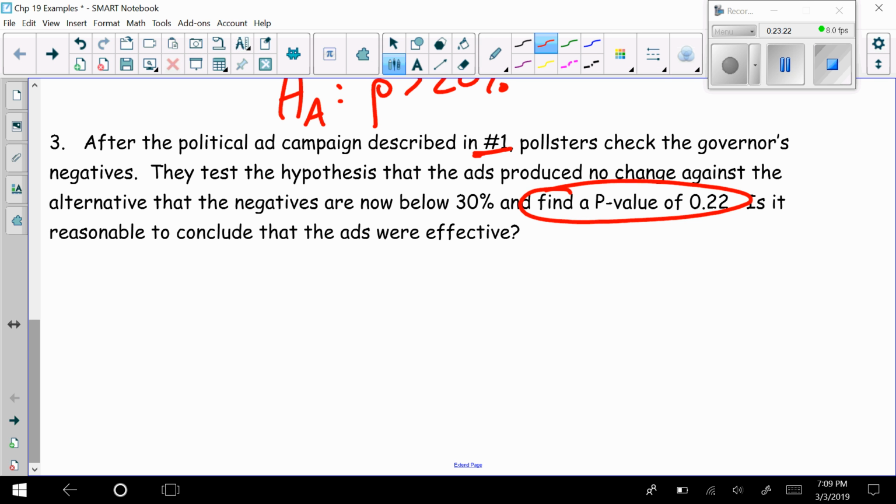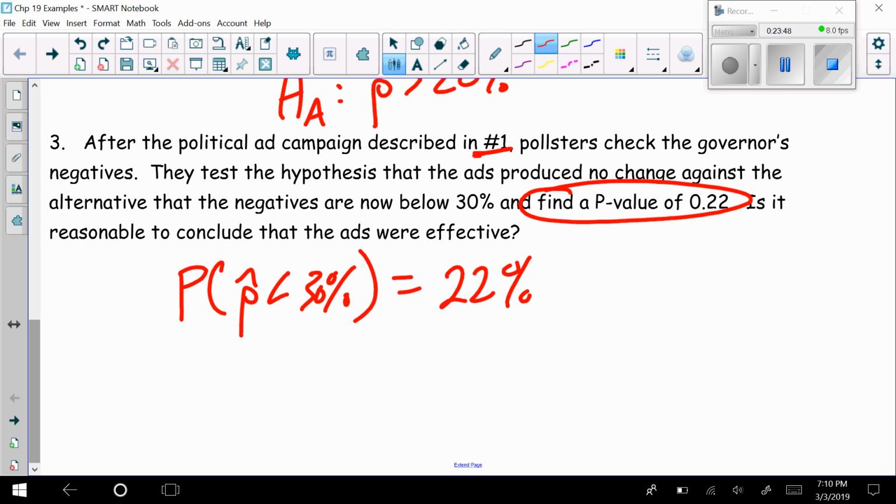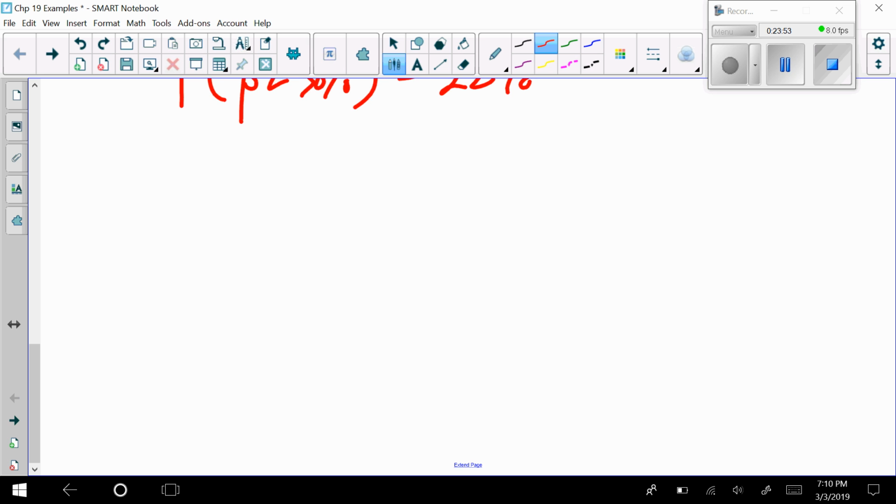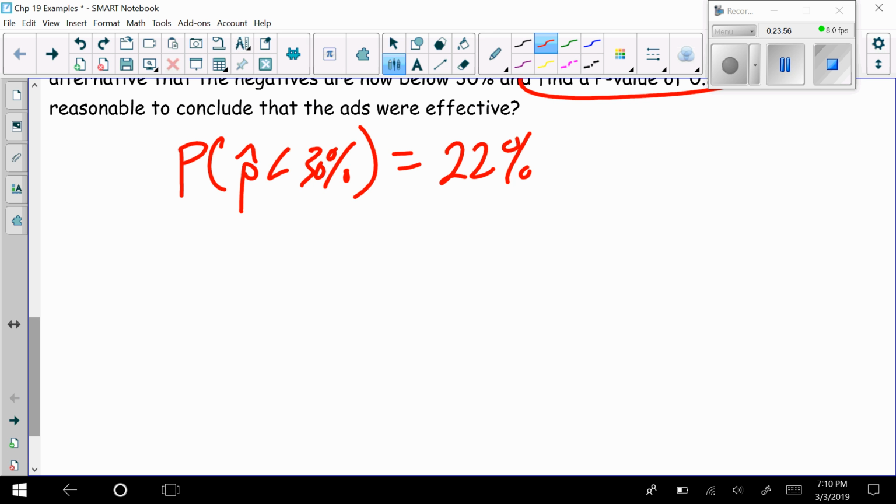Okay, so here we have the probability of p hat being less than 30%. So this is the probability of p hat being less than 30% is 22%. Okay, 22%. Which, let's see if we can actually interpret what that p-value means.